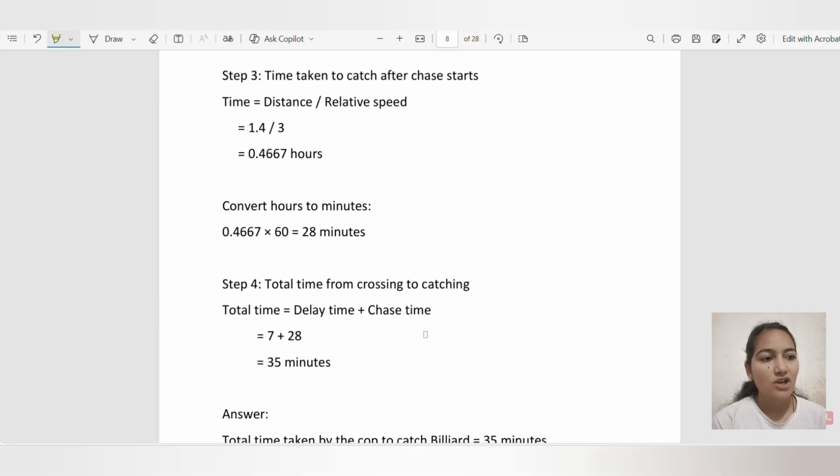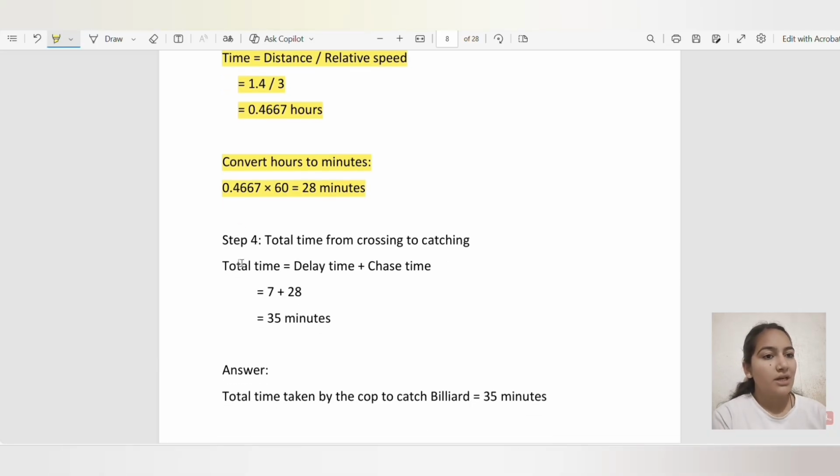Now the time taken to catch after the chase starts. So time is equal to distance upon relative speed. Why? Because the billiard is 1.4 kilometer away from the cop car, that's why the distance is 1.4 and the relative speed is 3, and the answer is 0.4667 hour. And now we have to convert this hour to minute. So how to convert hour to minute? By multiplying by 60. So when we convert 0.4667 into 60, that is equal to 28 minutes.